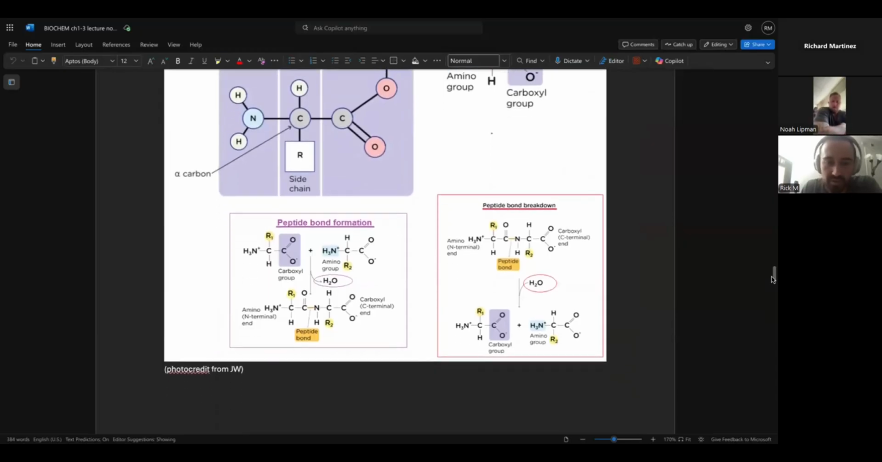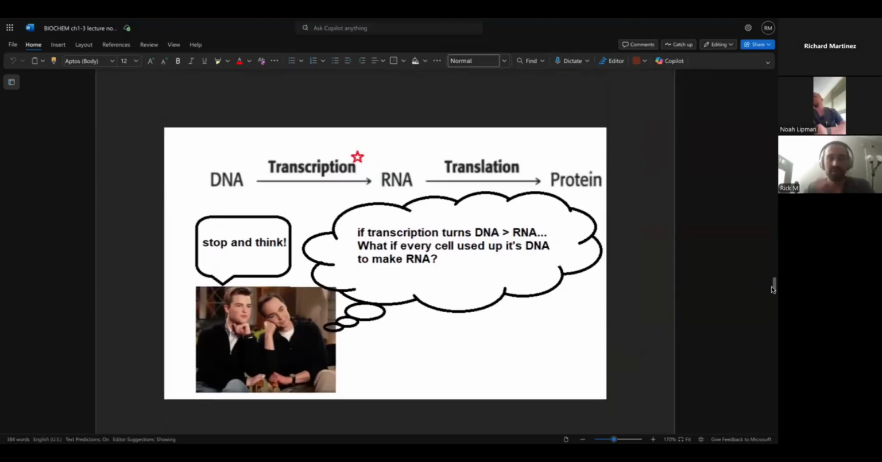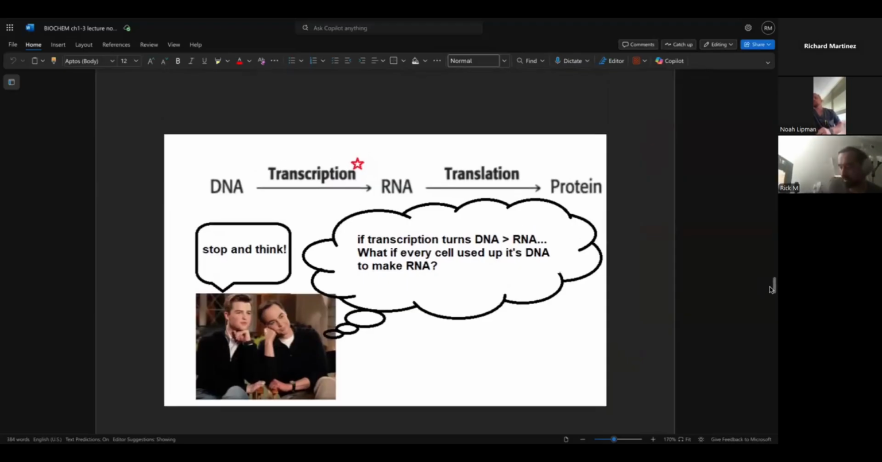We need to go over peptide bond formations. This is kind of going crazy, but I wanted to get over here. This is kind of like my personality hopping into the class now. So I want you to stop and think, kind of random, but to create protein, it goes from DNA to RNA to protein through transcription and translation. Thumbs up, thumbs down if you understand that portion.